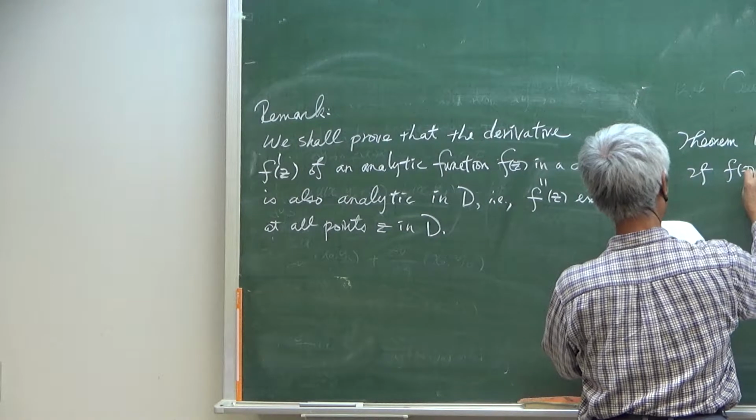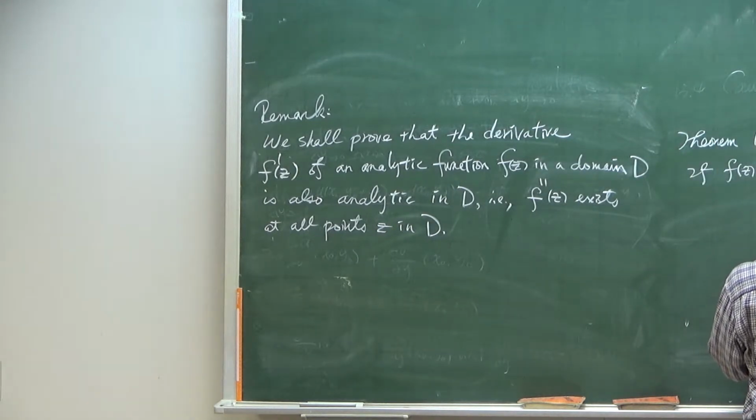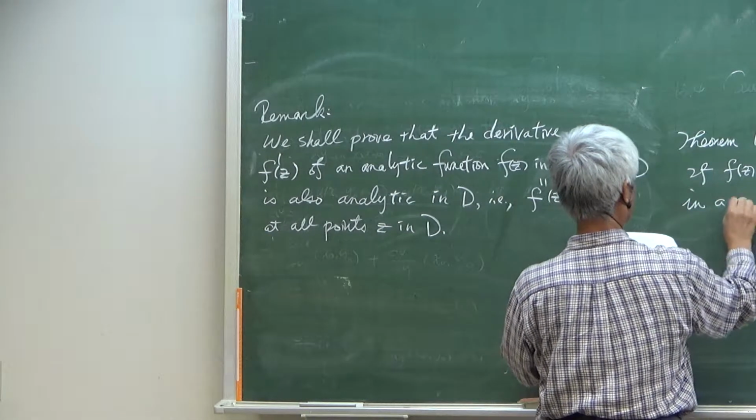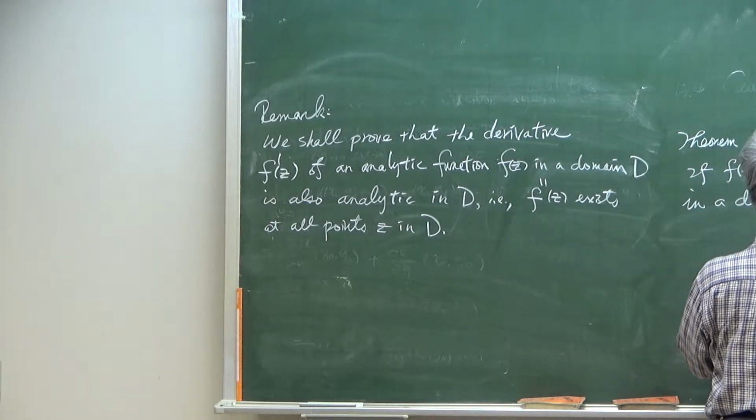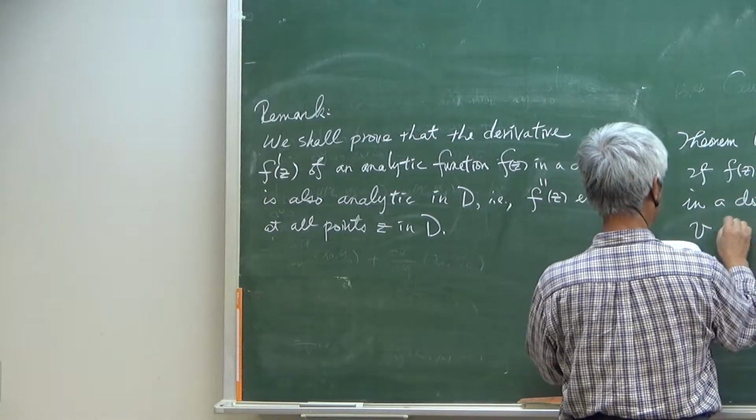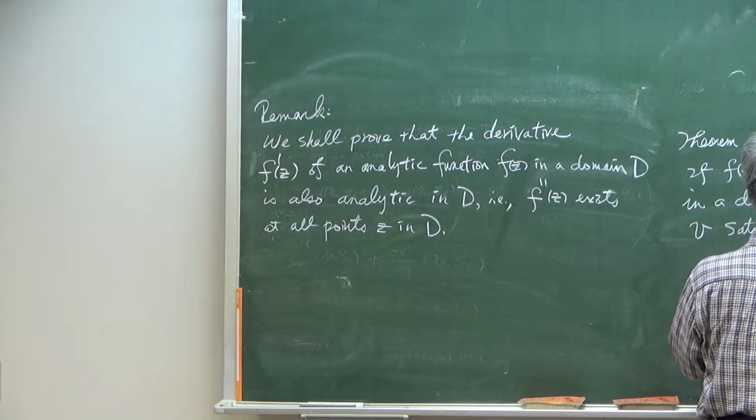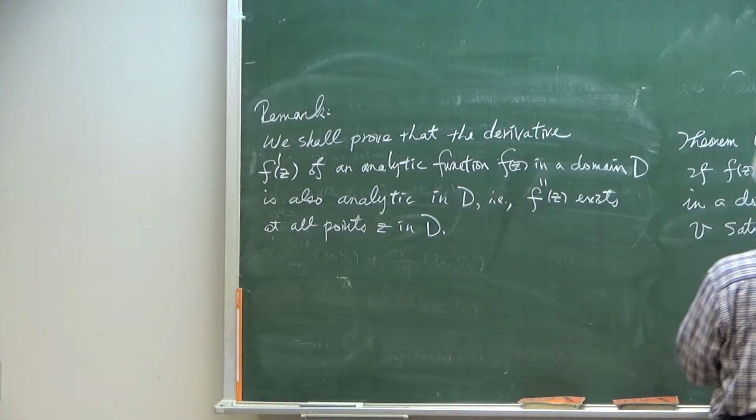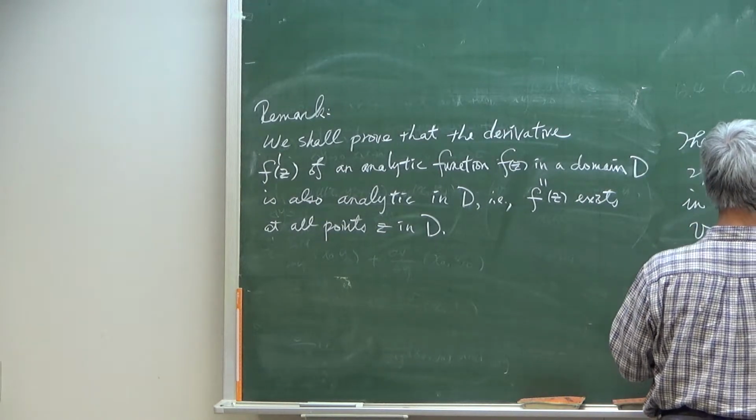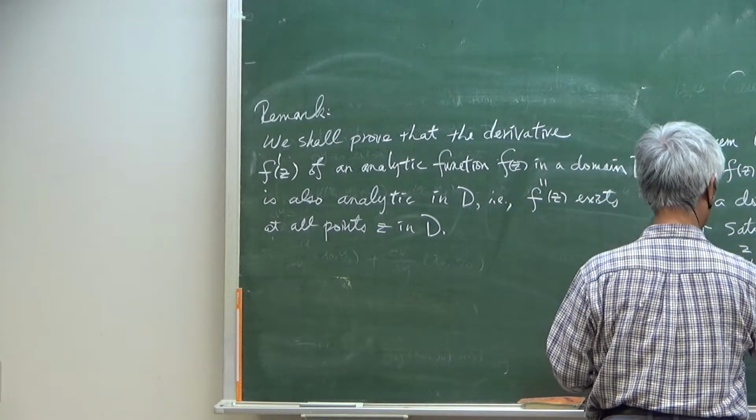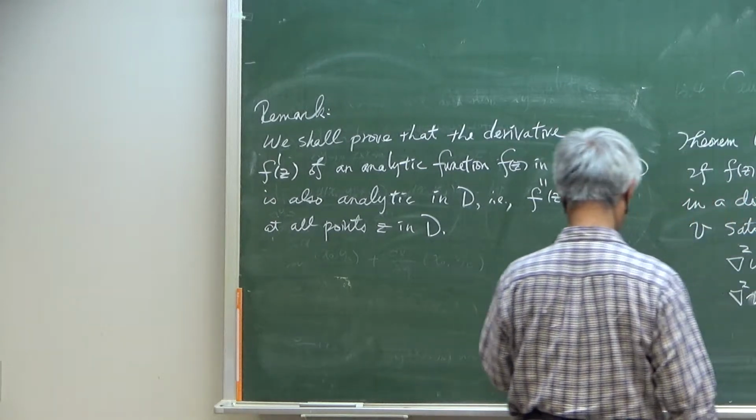If f(z) = u(x, y) plus i v(x, y) is analytic in the domain G, then both u and v satisfy the Laplace equation, i.e., u_xx plus u_yy equals 0, and v_xx plus v_yy equals 0.